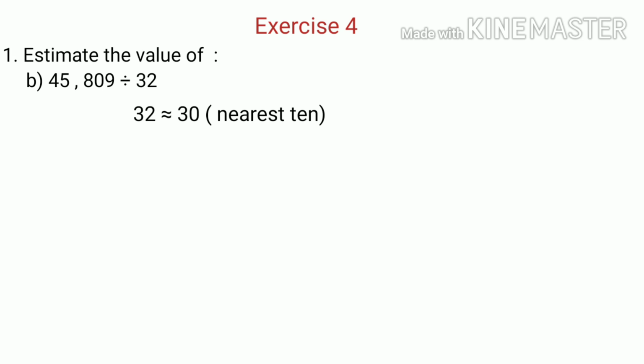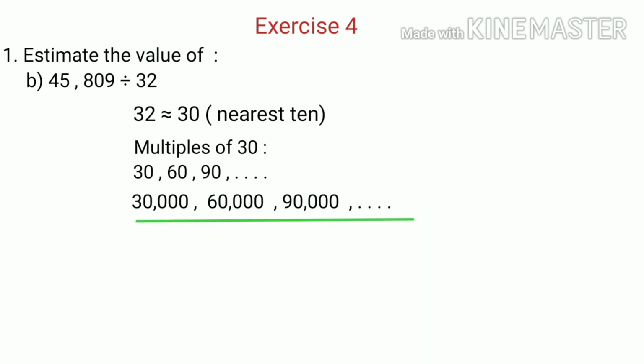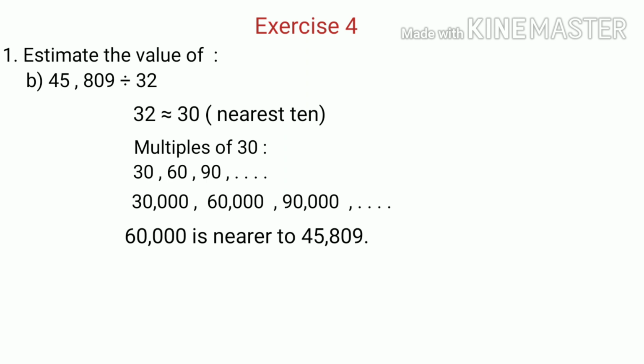We can do this by listing the multiples of 30, starting with 30, 60, 90 and so on. But it will take a long time to reach near 45,809. We know that 30 times of 1000 is 30,000, 30 times of 2000 is 60,000 and 30 times of 3000 is 90,000, and these numbers may take us nearer to 45,809. Now when we look at the multiples of 30, we can say that 60,000 is nearer to 45,809. So we round this number to 60,000.